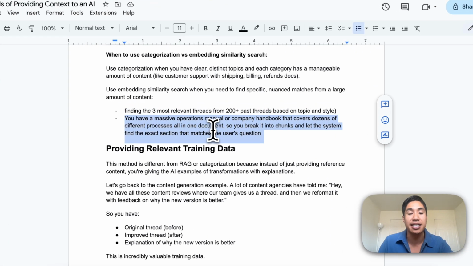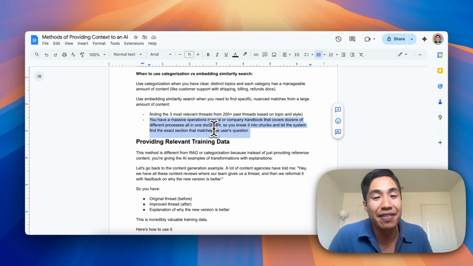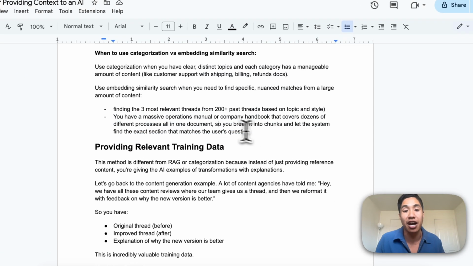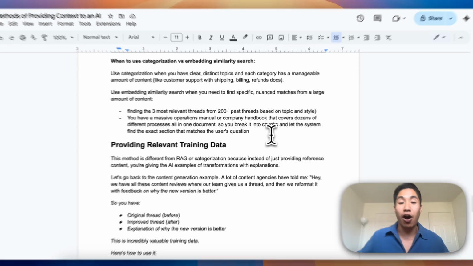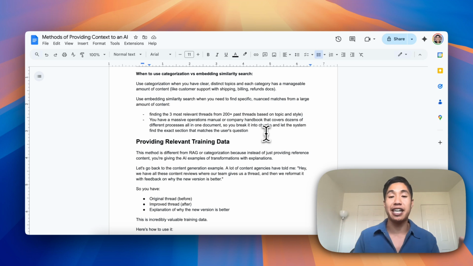Another example is, let's say instead of your SOPs being neatly organized, and this applies a lot with larger companies, they just have a massive operation. They have a giant operations manual or a company handbook that covers everything, all in technically one PDF document. And there's not a clean way to break it up by section and topic.